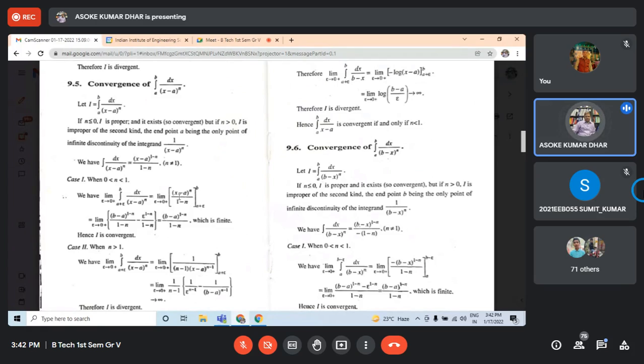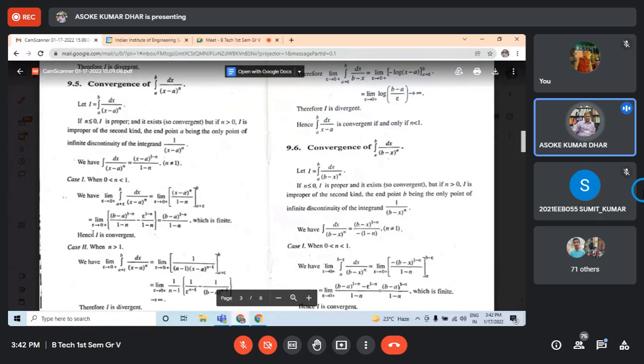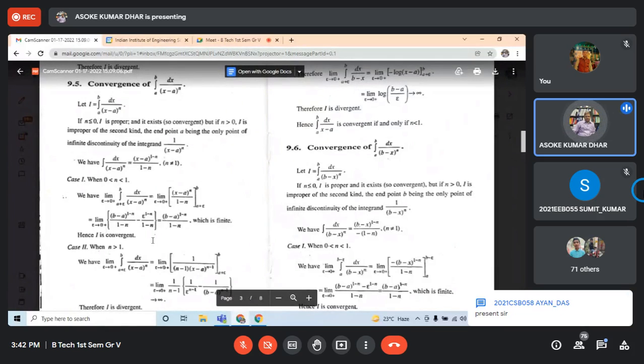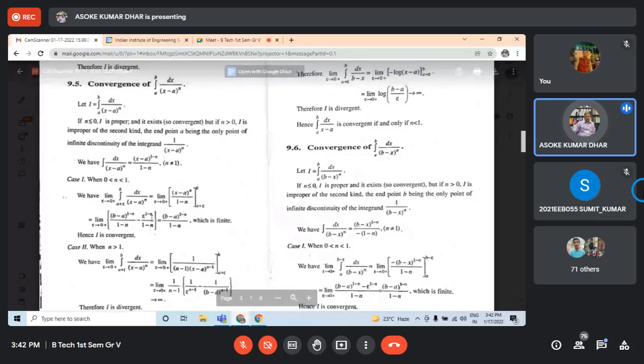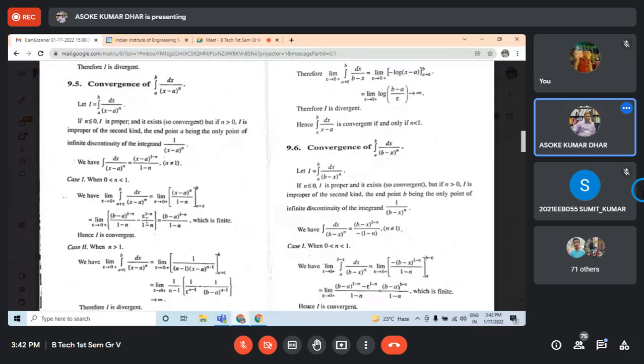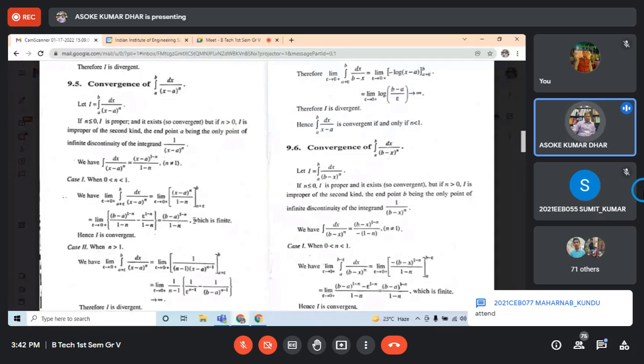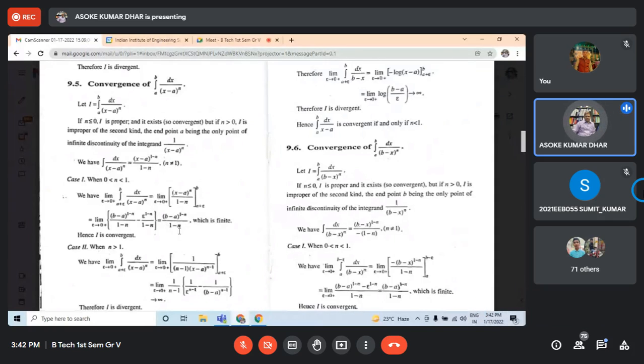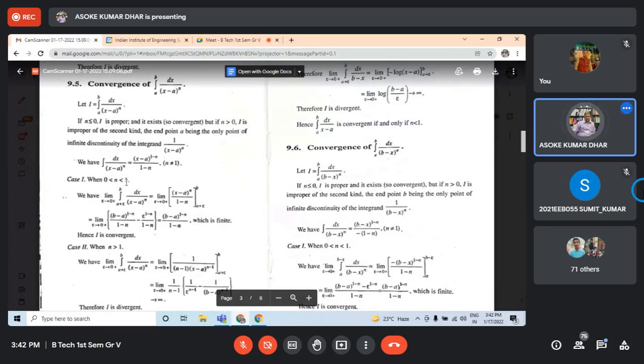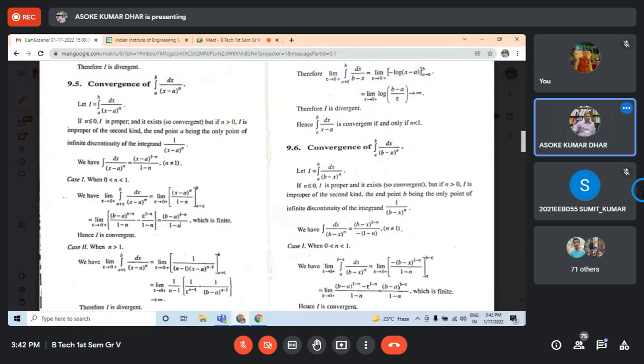After integrating and putting the limit a plus epsilon to b, this is the value. Taking the limit epsilon tends to 0 plus, remember that n is less than 1, so 1 minus n is greater than 0. So if we take epsilon tends to 0, this will be 0. So the second term vanishes. The first term is this, and this is finite. a, b are finite, n is also finite, lying between 0 and 1. So the integral takes a finite value, and that is why it is convergent.